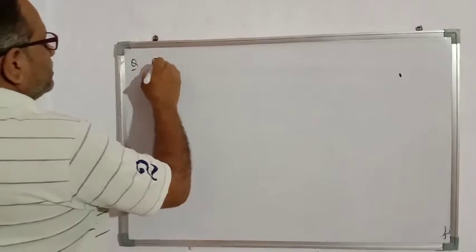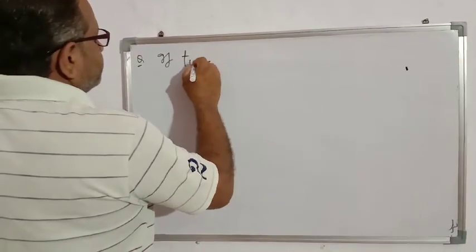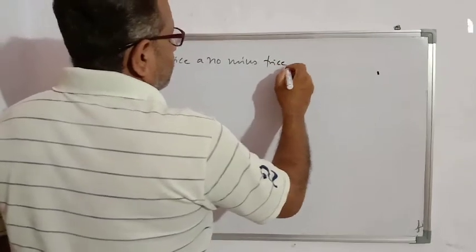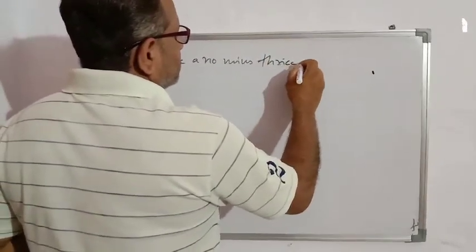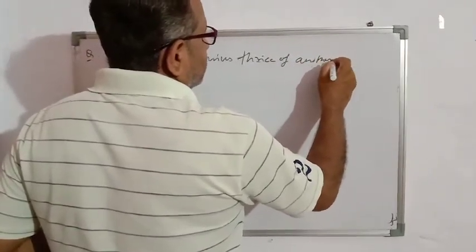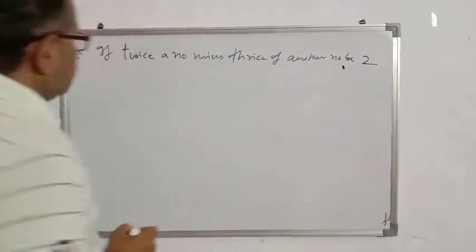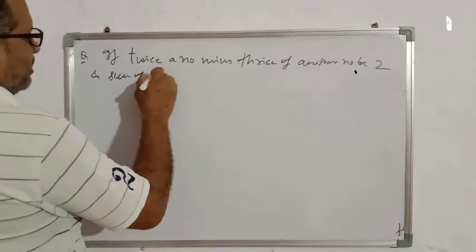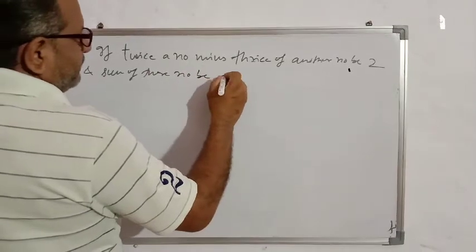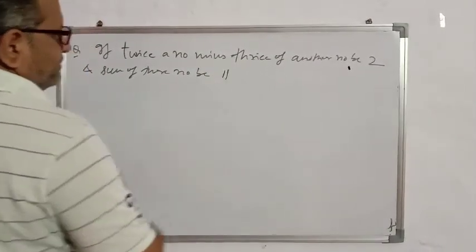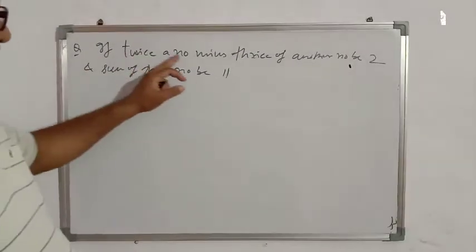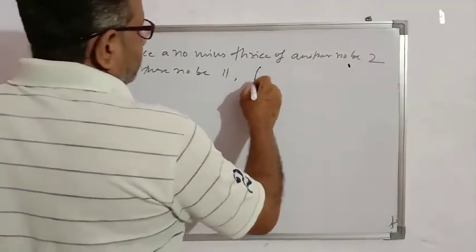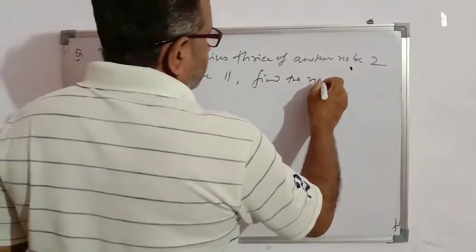See next question. If twice a number minus thrice of another number be 2, and the sum of these numbers be 11. Find the numbers.